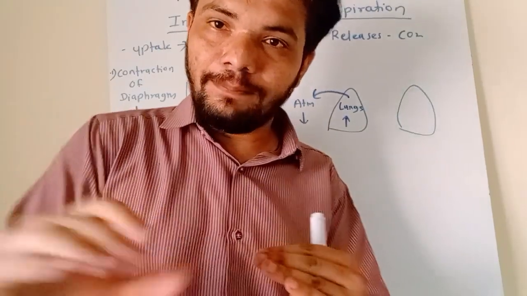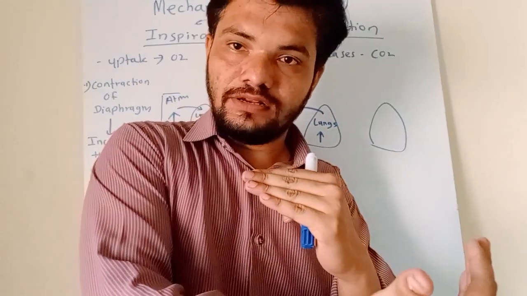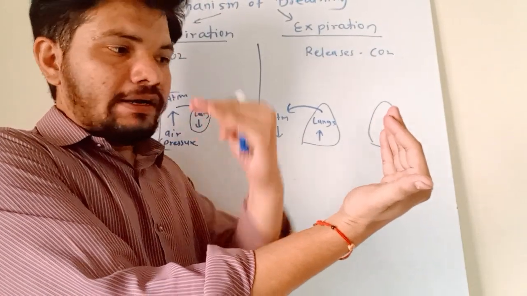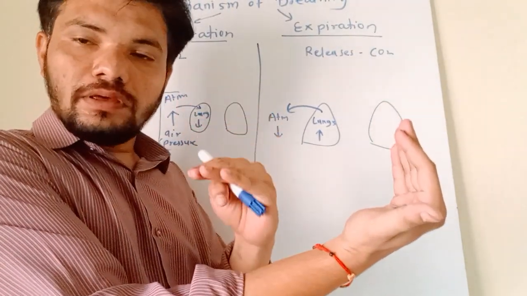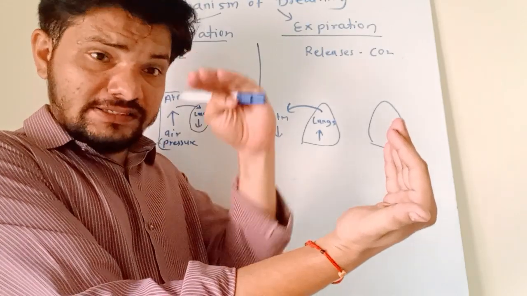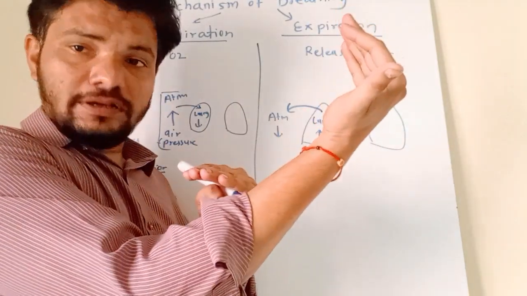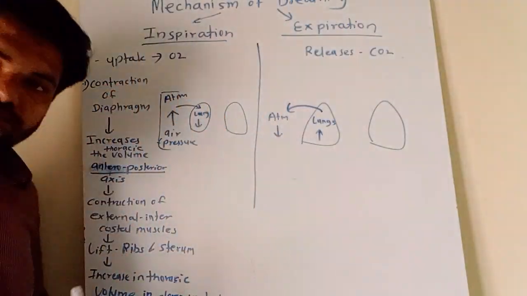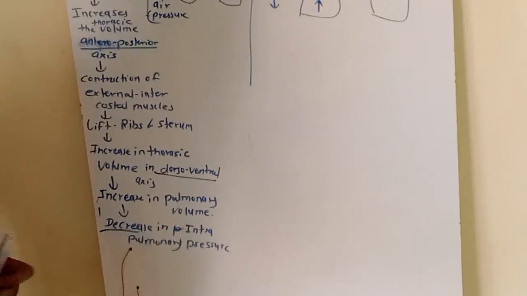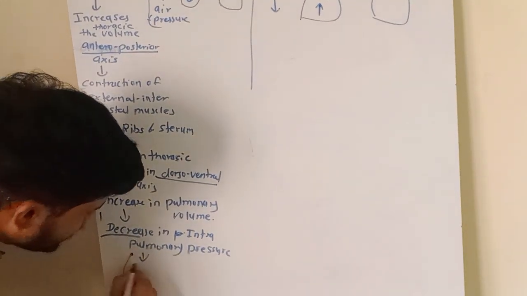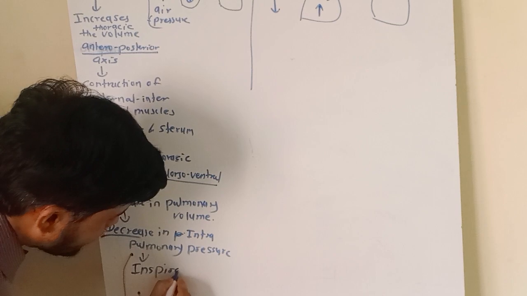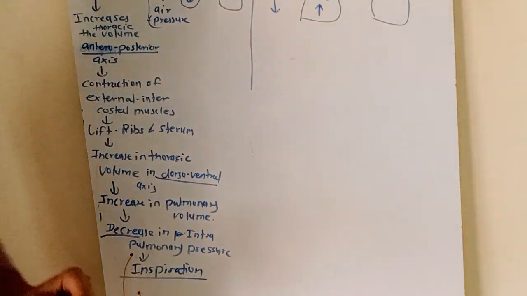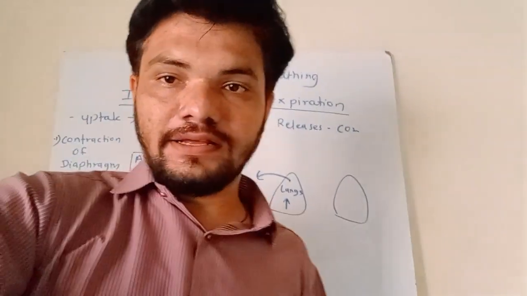So there is a decrease in pressure compared to the atmosphere. Your atmospheric pressure is constant, but because of the change, the intrapulmonary pressure is decreasing. It is lower than atmospheric pressure, so air comes inside, and that is inspiration. So it leads to inspiration, because of the pressure gradient.